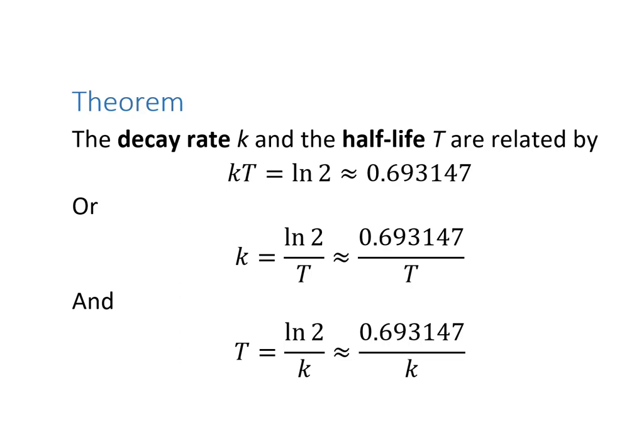Our work in the previous problem should lead us to this theorem: the decay rate times the half-life gives us natural log of 2. That is, if we want to solve for the decay rate and we know how long the half-life is, then we can say k is equal to natural log of 2 divided by t. Or if we know the decay rate and we want to know the half-life, then we take natural log of 2 divided by k. And so knowing that k times t is equal to natural log of 2 helps us solve for either k or t depending on what our needs are. Let's see how this theorem can help us in the next problem.